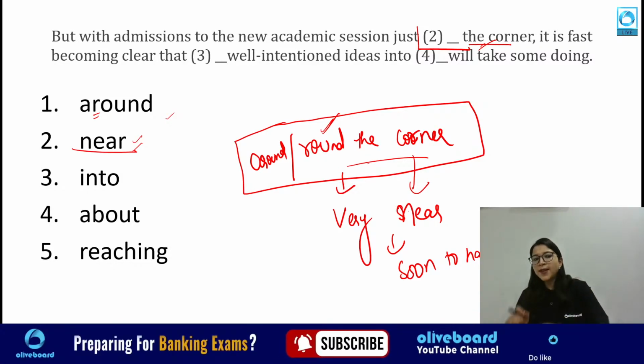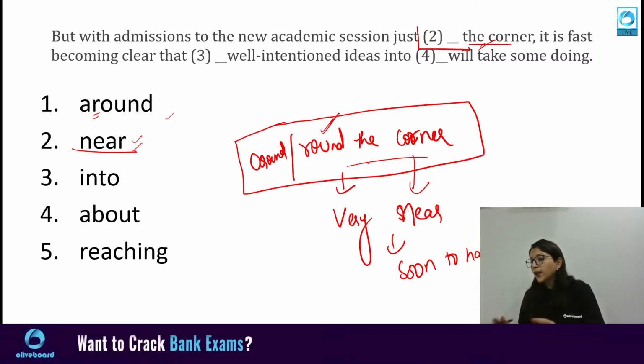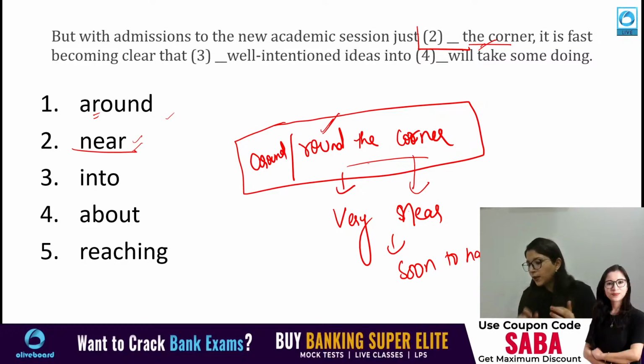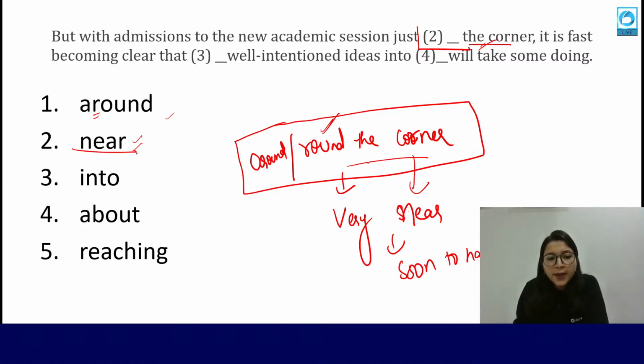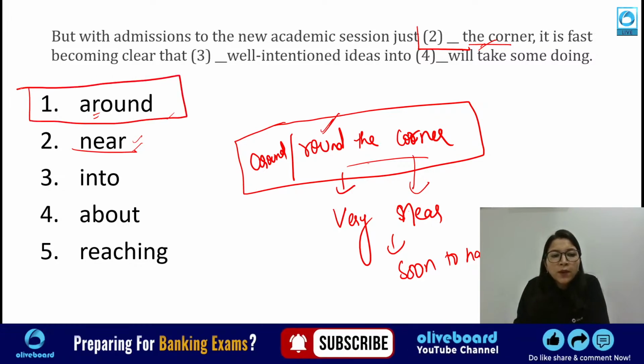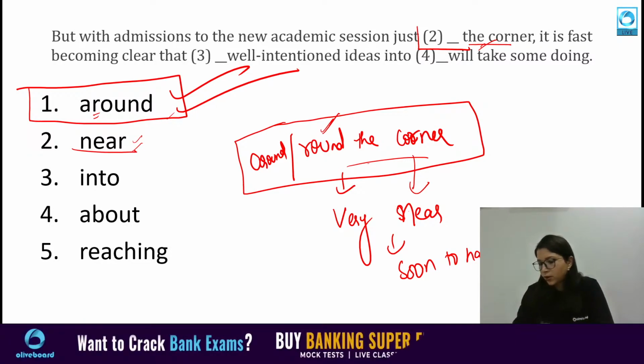And see, I told you, but with new admissions to the new academic session just around the corner. I told you that the admissions for the new academic session, they are very near. They are very near. Okay, next. Clear to everyone? Any confusion in this? We are getting the sense of near, but since it is a phrase, it will be around the corner. This is the correct answer. Yes, around the corner. Next.